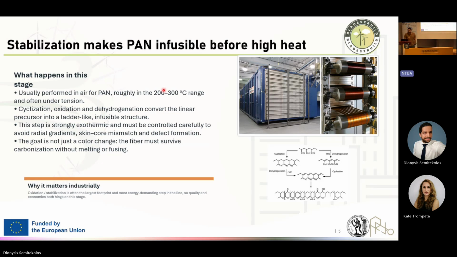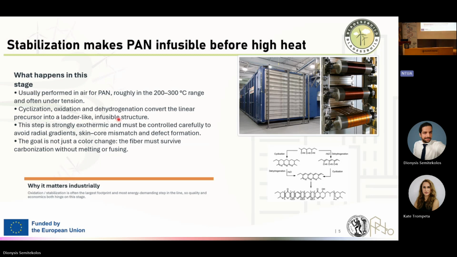The goal is to transform this linear polymer, the polyacrylonitrile, into this ladder-like structure through consecutive steps of stretching and thermal treatment.